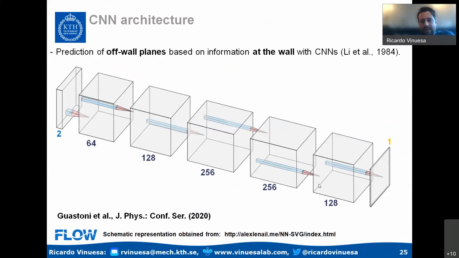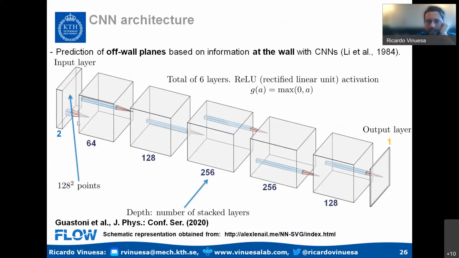So this is the architecture that we're using in this study. This is a convolutional neural network. We have 2 inputs, which are the 2 wall shear stress fields. We have 1 output, which is the streamwise velocity fluctuation field, and we have a total of 6 hidden layers. The input has 128 square grid points. We're using the ReLU activation function, which is very widely used in computer vision. And these numbers that you see here are the number of stack layers, which are the number of feature maps that I am obtaining.